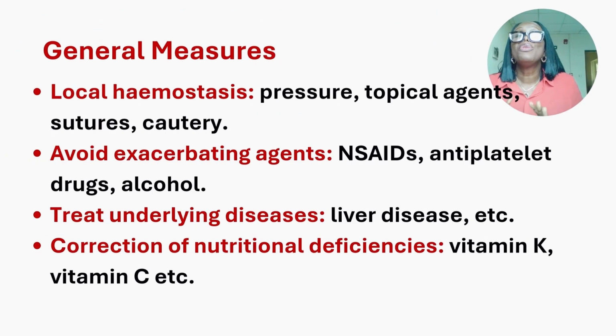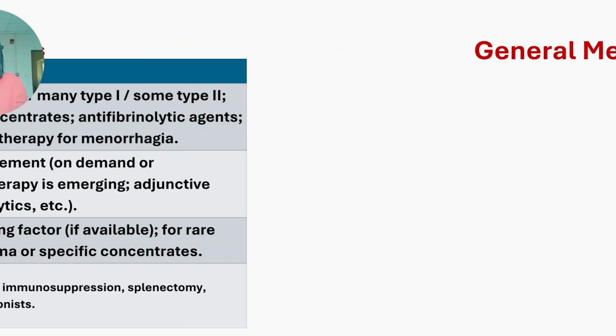Now, for general measures you can take, for local hemostasis, pressure can be applied, or topical agents can be used, or sutures can also be used to curtail the bleeding. And then the patient should be advised to avoid exacerbating agents like non-steroidal anti-inflammatory drugs or antiplatelet drugs like aspirin. And if there is liver disease, there is need to address the underlying illness, and also correction of nutritional deficiencies like vitamin K or vitamin C is part of the treatment.